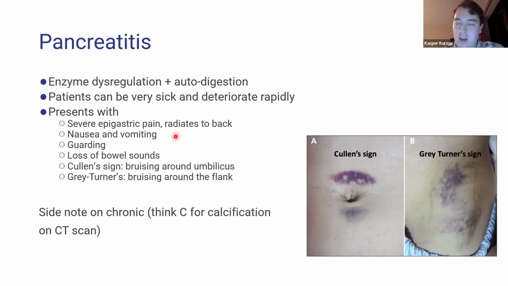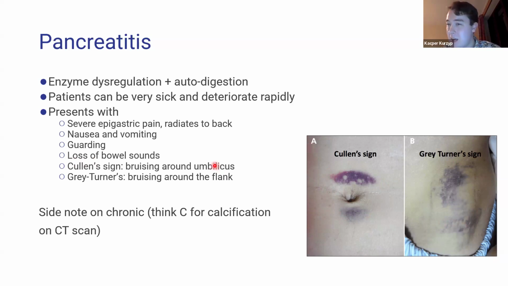There is nausea and vomiting. There is guarding, so they are peritonitic. There may be loss of bowel sounds as inflammation just makes the bowel say, nah, I'm quitting and stop working, aka ileus. And the characteristic thing is the Cullen's sign, so the bruising around the umbilicus, or the Grey-Turner sign, or the bruising around the flanks. If the question says about those, you can be quite certain it's pancreatitis.